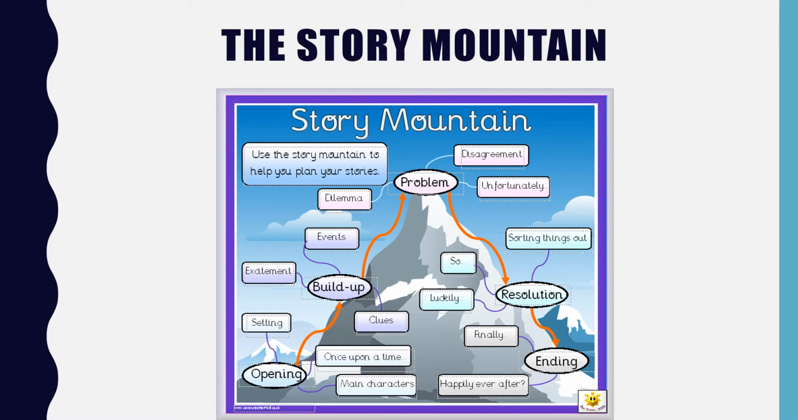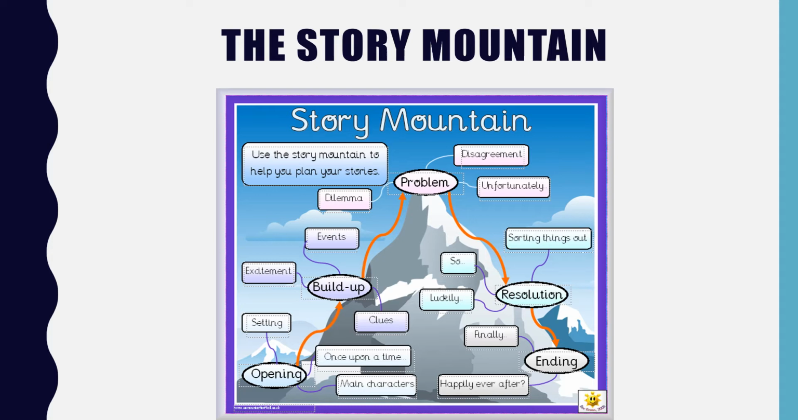Okay, as we know, in a story there are 5 main elements. First is the opening, where we introduce our characters and introduce the setting, so where the characters are. Then we start to build up the story. We might have some clues about those characters or things that are happening to them, so events. We start to build up the excitement. We want people who are reading our story to want to read on. Then we introduce a problem or a dilemma. There might be a disagreement. Something goes wrong. Eventually, the problem is solved.